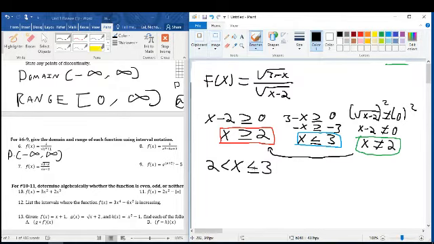So in interval notation, we can express that domain as from 2 not inclusive to 3 inclusive. All right, so that's the domain. I'm going to go back and do the ranges.